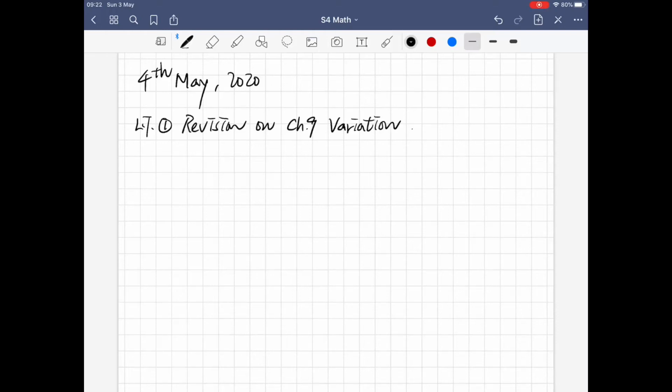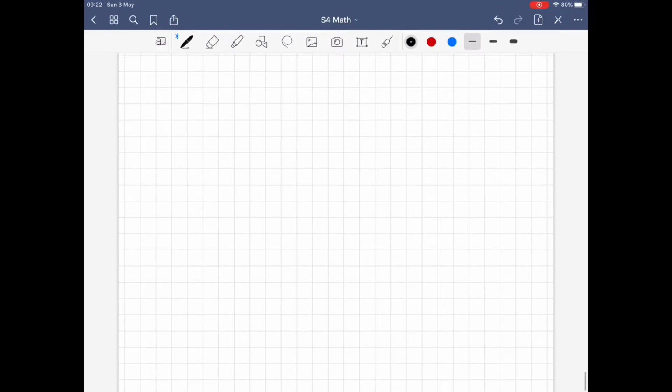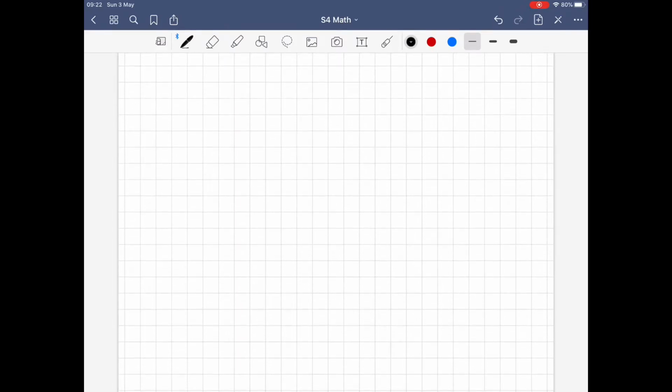Hi everyone, in today's lesson, I will give you the revision on Chapter 9, Variation. Okay, so first, I want to recall your memory. Do you still remember in the chapter of variation, how many types of variations that we have learned and what are they? And the answer is, we have learned 4 variations.